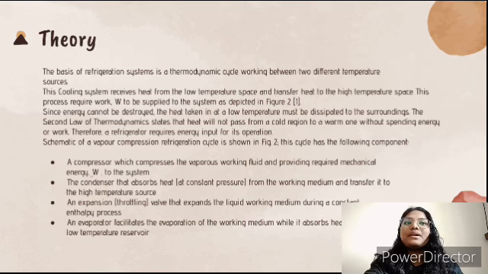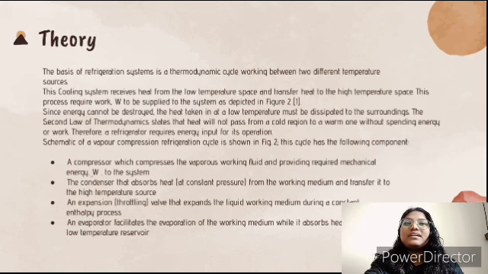Schematic of a vapor compression refrigeration cycle is shown in figure 2. This cycle has the following components. Firstly, a compressor, which compresses the vapor working fluid and provides the required mechanical energy W to the system.